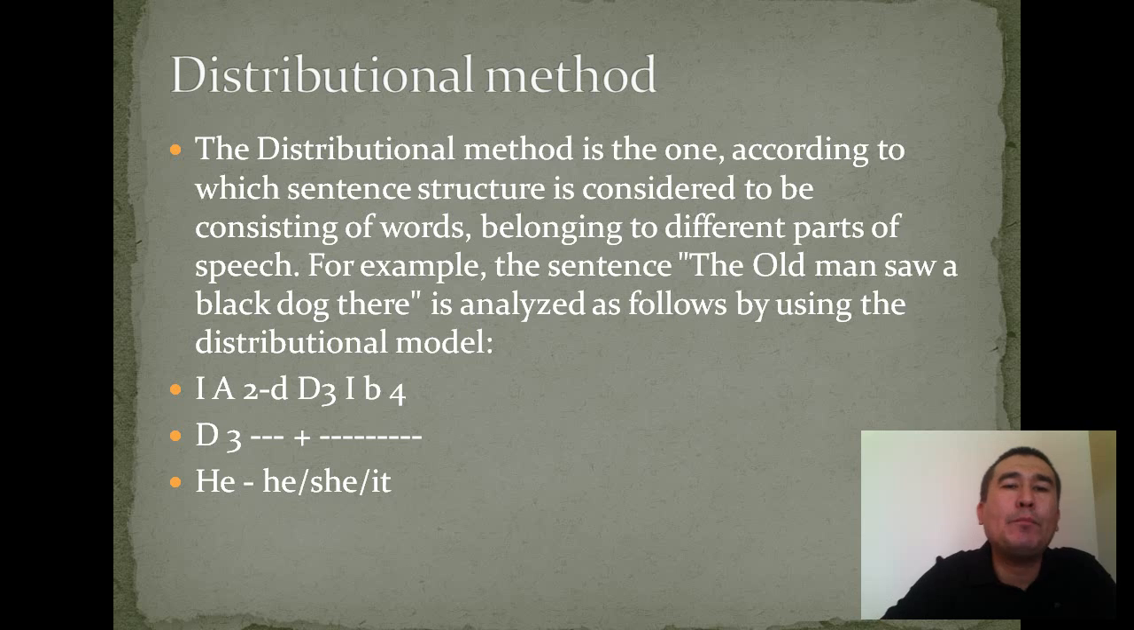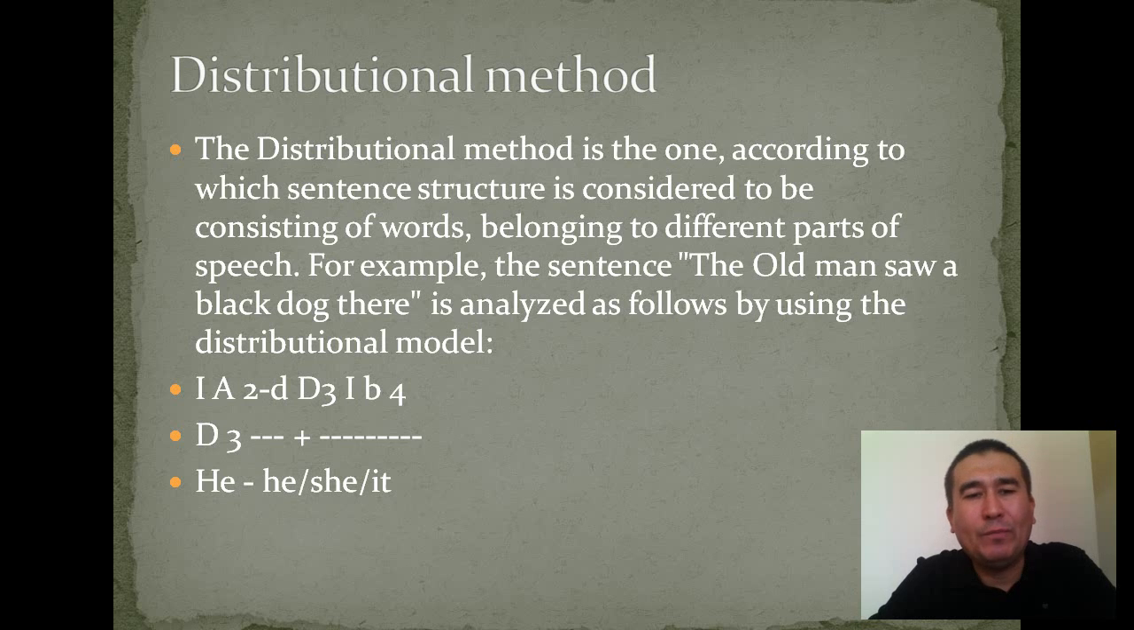Okay, the distributional method is one according to which sentence structure is considered to be consisting of words belonging to different parts of speech. For example, the sentence "The old man saw a black dog there" is analyzed as follows by using the distributional model: I, A, 2D, D3, I, B, L, 4.